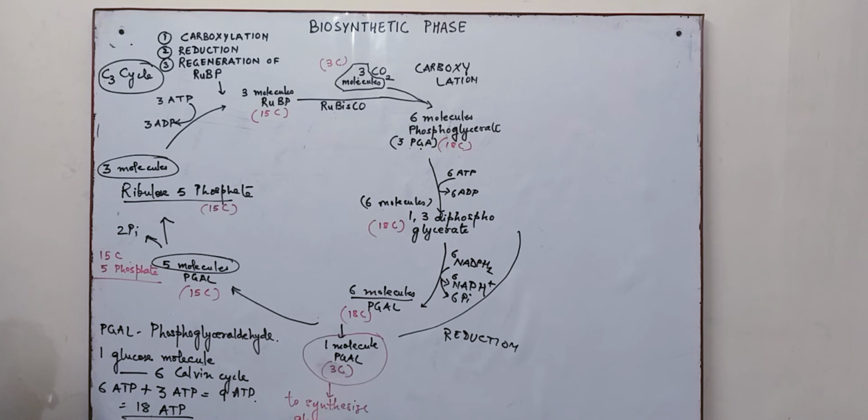The NADPH2 which is required during this process is 6 NADPH2 in one cycle. We are understanding in terms of 2 cycles for the synthesis of one glucose molecule, so 6 into 2 means we have 12 NADPH2 required during the Calvin cycle. So this Calvin cycle is very important, as it makes us realize how the formation of glucose takes place.